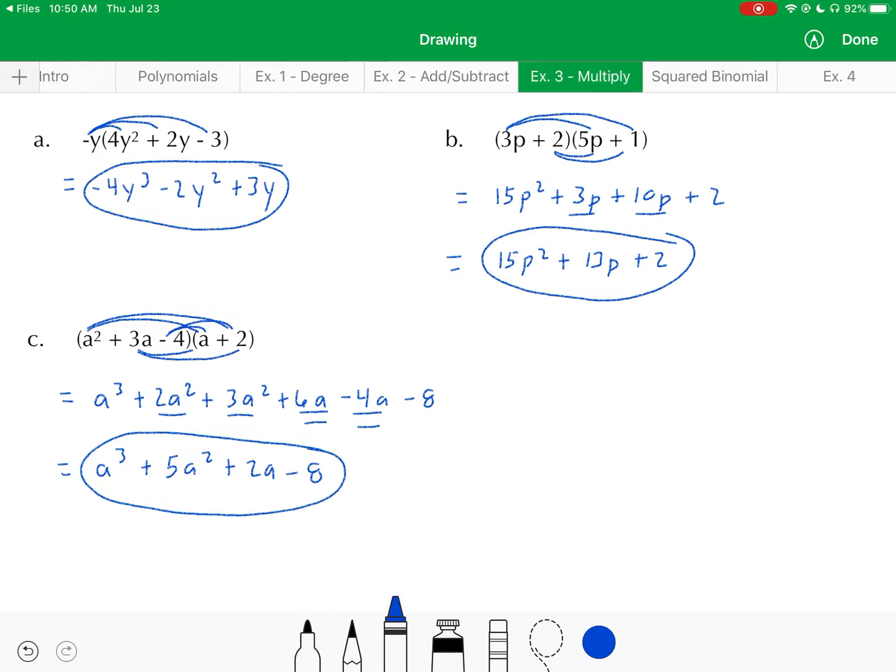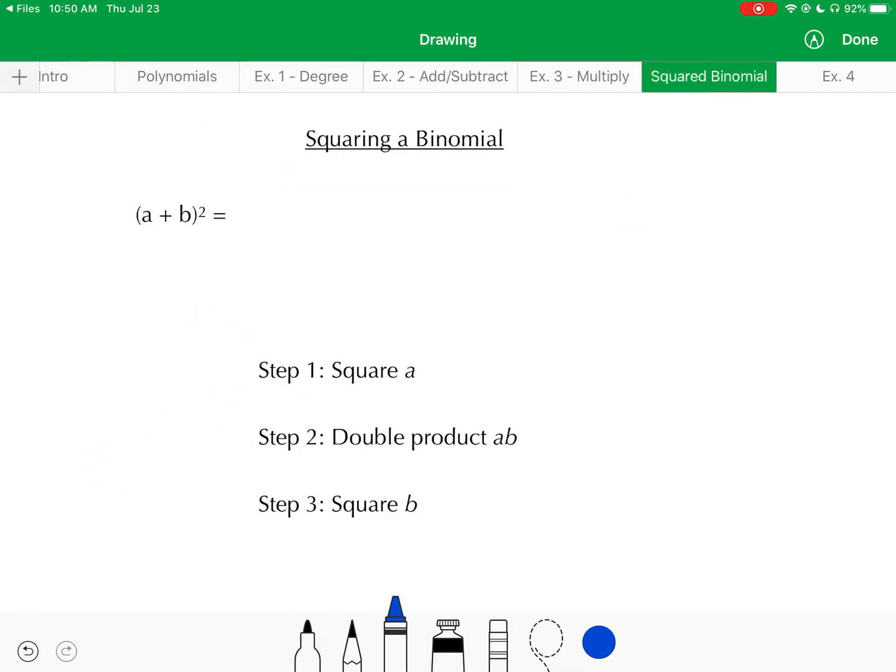All right, now I want to transition to squaring a binomial. And this to me should be the main focus of this whole video lesson, okay? I want to make sure that we really are good with what I'm about to show you, all right? So we know that squaring something just means multiply it by itself, right? All right, so if I have the binomial of a plus b raised to the second power, that's the same as saying a plus b multiplied by a plus b, okay?